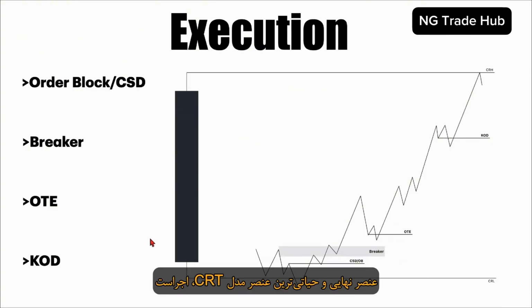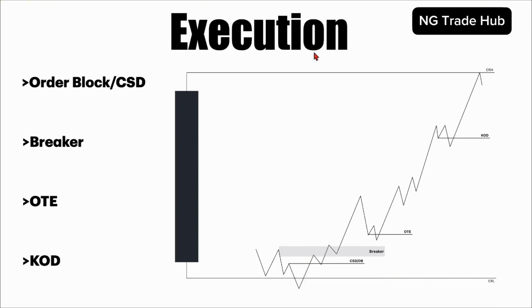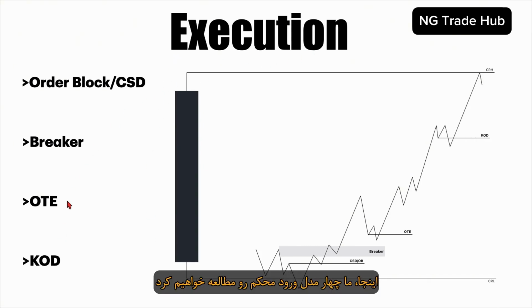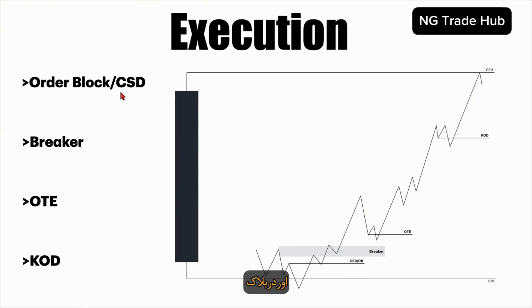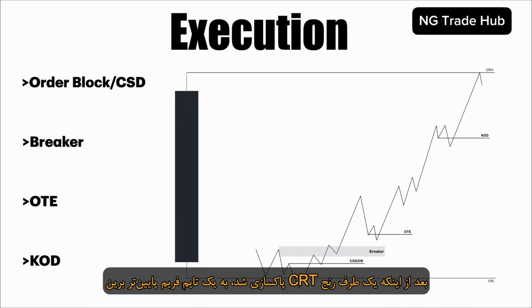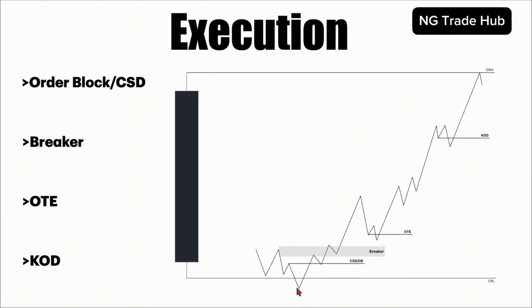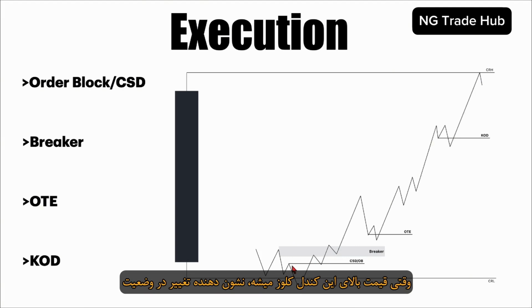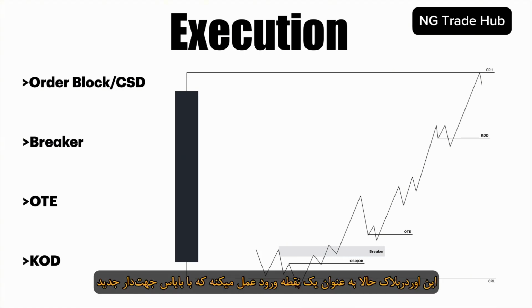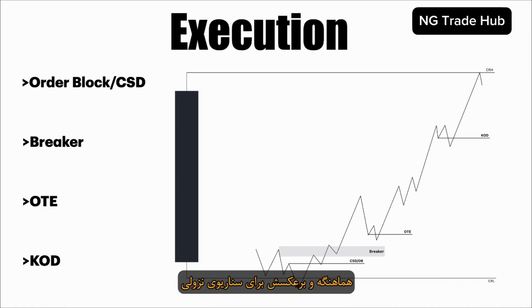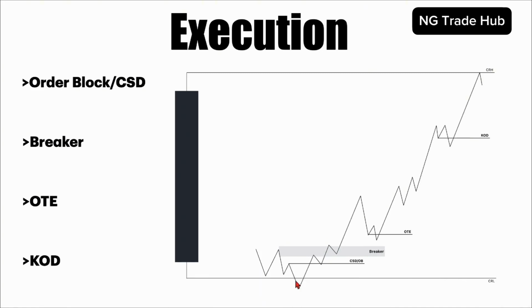The final and most critical element of the CRT model is execution. Here, we will study 4 solid entry models that are essential for precise trade execution. Order block. After one side of the CRT range is purged, switch to a lower time frame and observe the last thick down close candle. When price closes above this candle, it signals a change in the state of delivery, and this last down close candle becomes your order block. This order block now serves as a point of entry, aligning with the new directional bias, and vice versa for the bearish scenario.